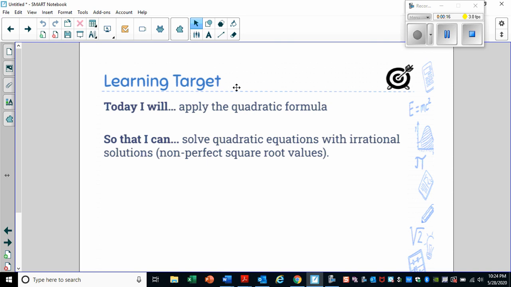Learning target for today: I will apply the quadratic formula so that I can solve quadratic equations with irrational solutions, which are the non-perfect square root values.